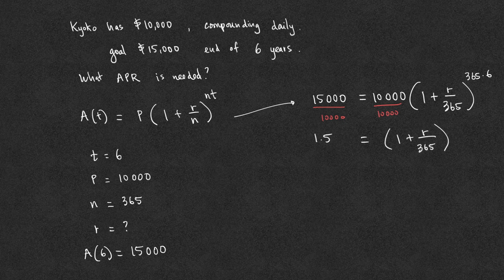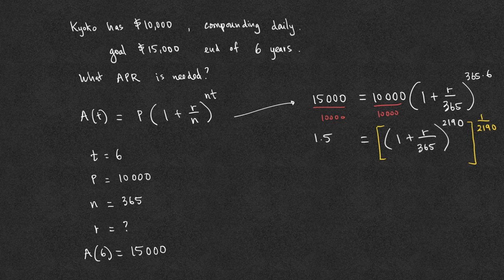And then we raise to the power 365 times 6. It is better to evaluate the exponent than to keep rewriting it as a product. 365 times 6 is 2190. Next, in order to get inside the parentheses, we need to get rid of that power 2190. To do that, we raise the entire expression to the reciprocal of 2190, which is 1 over 2190.